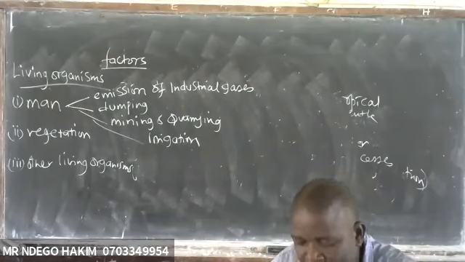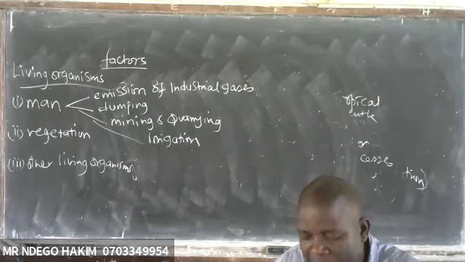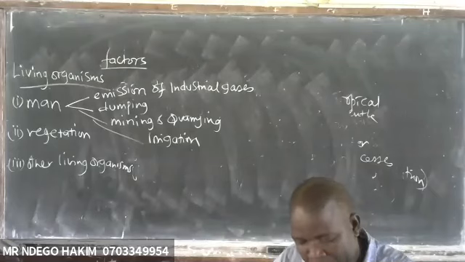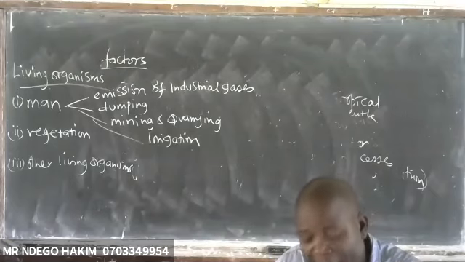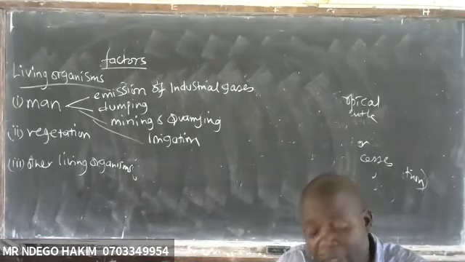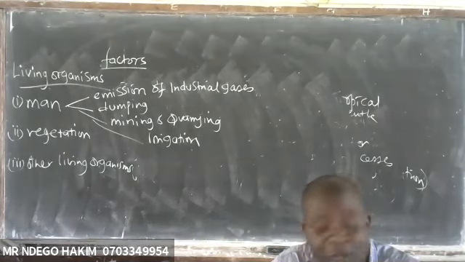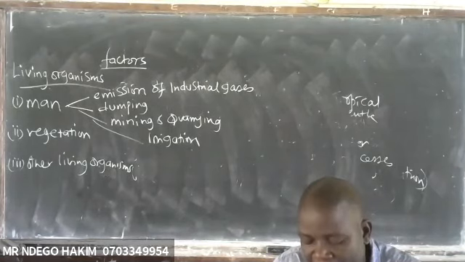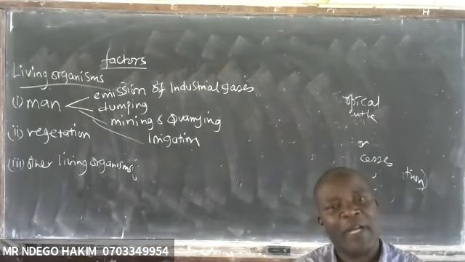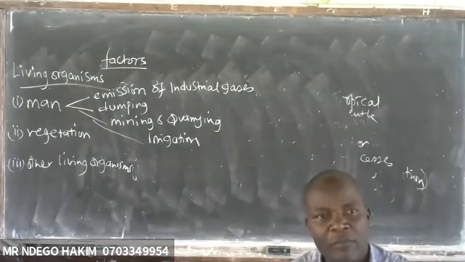Okay. Then other living organisms secrete acids that chemically decompose the rock. For example, uric acid can decompose rocks. So this is a result of some living organisms like bacteria. They can secrete solutions or acids that can decompose and chemically weather the rock.